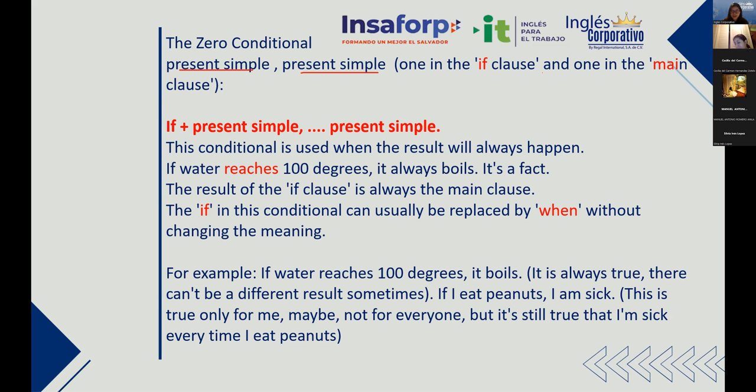This conditional is used when the result will always happen. For example, if I don't drink coffee in the morning, I get a headache. So I know that, right? Look at the example, if water reaches 100 degrees, it boils. That's a fact. It always happens, right? So we say that we use zero conditional when we know something always happens. The result of the if clause is always the main clause.